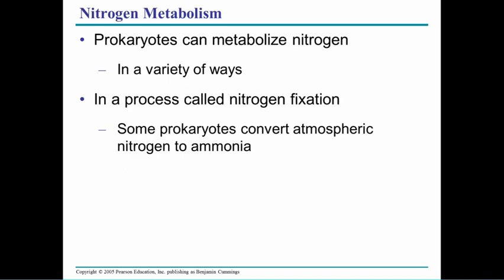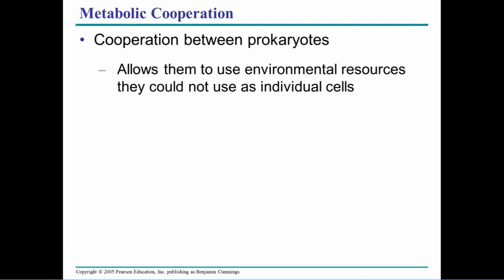Some prokaryotes can metabolize nitrogen, of course, and we call this nitrogen fixation, where they take atmospheric nitrogen and convert it into ammonia, or NH3. Not all bacteria or prokaryotes do this. Nitrogen fixation is just one type of conversion of nitrogen, in this case atmospheric nitrogen gas, N2, into ammonia, or NH3. It's called nitrogen fixation.